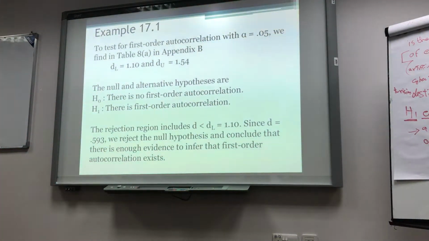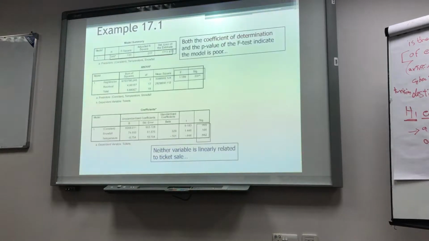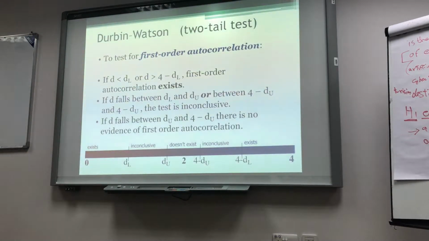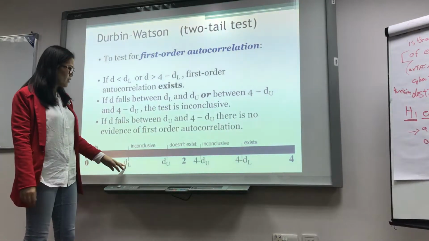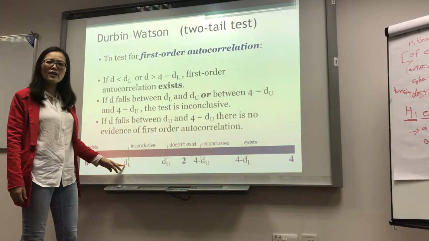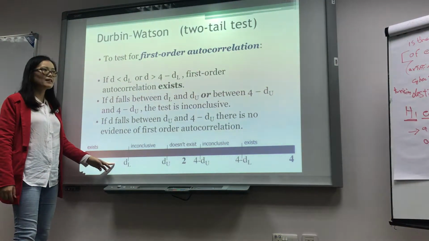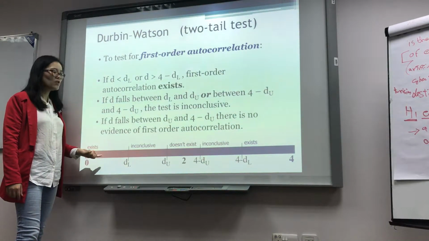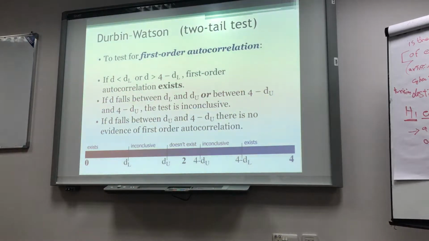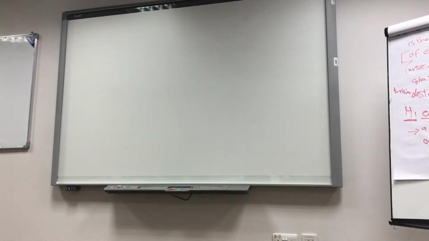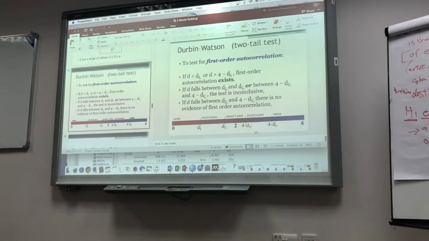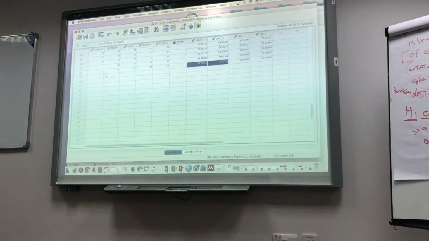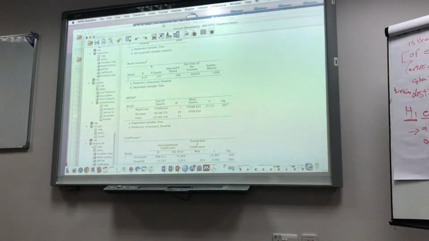What you need to do is compare this d value with the scale here. Now the d value is 1.006, which is smaller than dL. So there exists first order autocorrelation. You can conclude that this model has the autocorrelation problem. In that case, we need to consider the time series variable in this model. That's why we add one more variable.